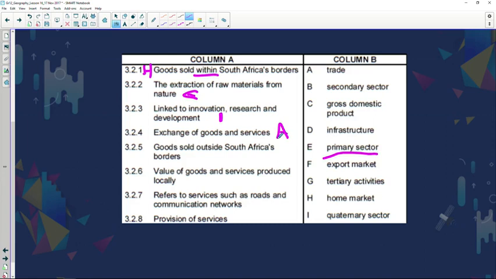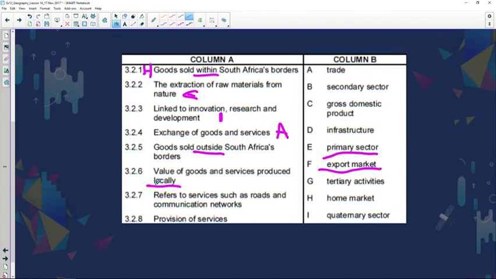A. Now 3.2.5, goods sold outside South Africa's borders, and the correct answer will be F. We are exporting our goods. For instance, our farmers in the Western Cape farming, growing grape, processing the grape and wines, and what do we do? We export it to European countries and make money. 3.2.6, the value of goods and services produced locally, and the correct answer over there is the GDP, gross domestic product, number C.